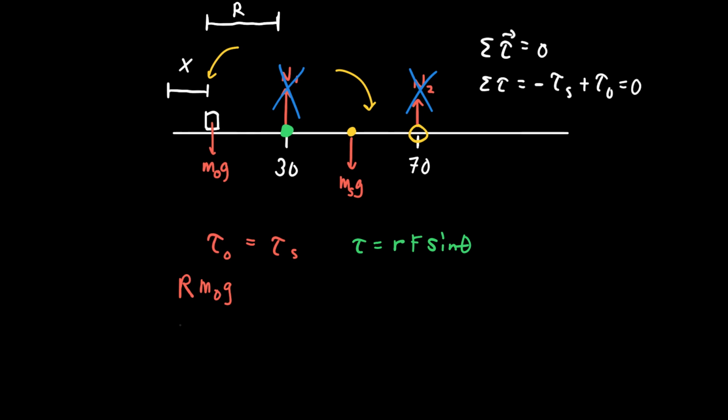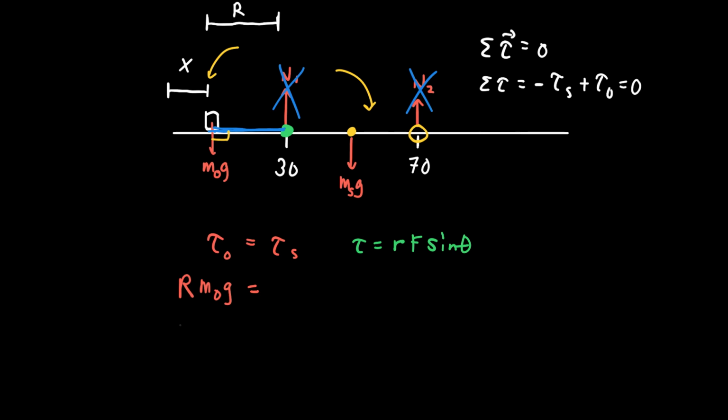Why is it 90 degrees? Because this blue line that I'm drawing is r. R is the distance from the axis of rotation to the force. And mg is that downward red arrow that I've drawn, and so those two things are perpendicular to one another. That torque due to the object is balanced by another torque, the torque due to the meter stick.